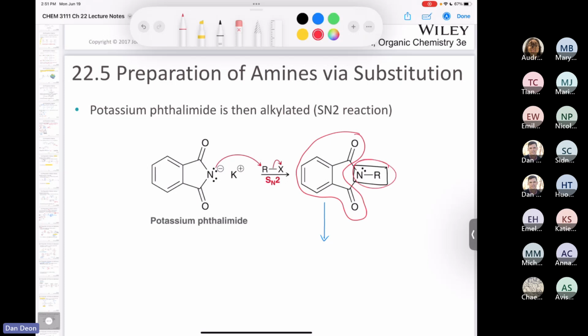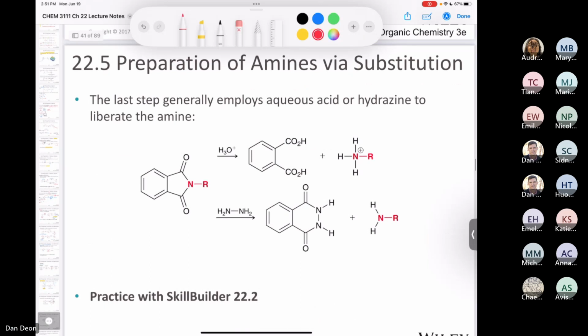Okay, so how do we get this part, the part that's in the black box? Well, there's 2 options. One option is to hydrolyze it with aqueous acid. So that's this route shown here. And that gives you this compound. This is called phthalic acid. And then it gives you the ammonium ion. And so you actually have to do a second step here. You'd have to treat this with sodium hydroxide, and that would give you the free base or the free amine like that.